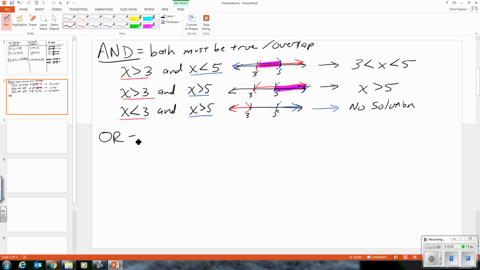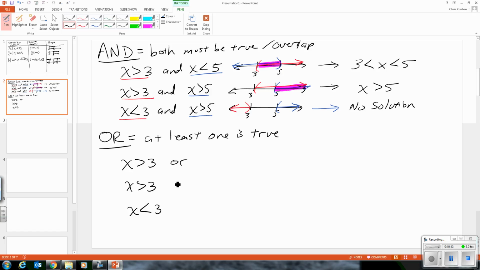Now, if we compare that to or, or just means at least one is true. That's what or means. Or doesn't say that they both can't be true. They both can be, but at least one of them is true. So let's look at those same 3 relationships, but this time we're going to look at it from the perspective of or and how that's different. That gives us a different answer for these.